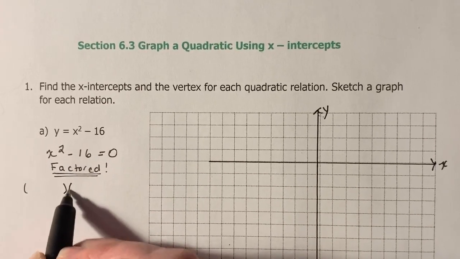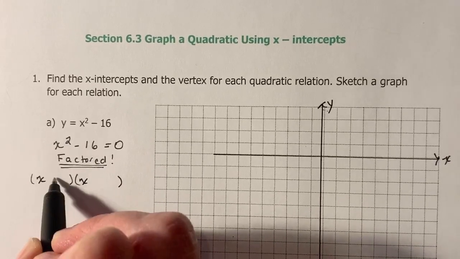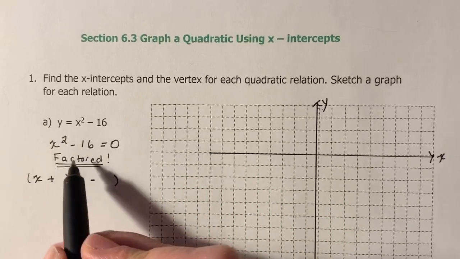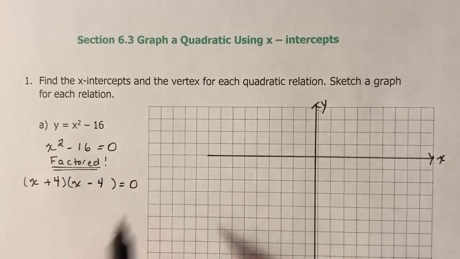Remember, you have two brackets. Square root the first term, which is x, plus sign in one, minus sign in the other, square root the second number, which is 4. Once again, it equals 0.